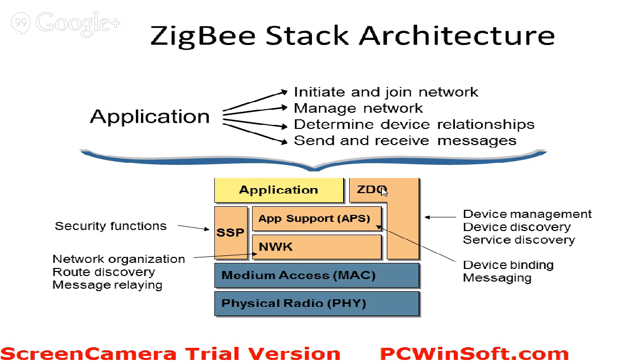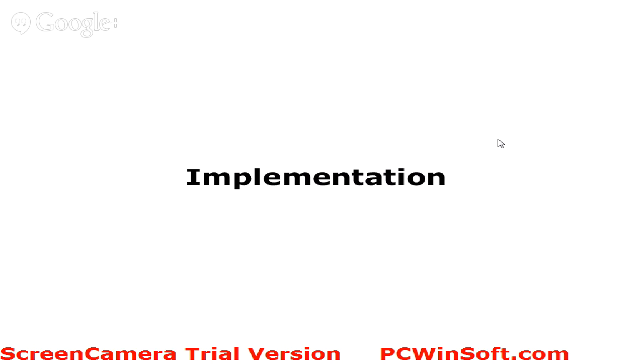And at the top are the applications. You can have up to 240 user applications running at a time on a single ZigBee node. They initiate and join the network, manage the network, determine the device relationships, and send and receive messages. Now, how is the ZigBee network implemented?